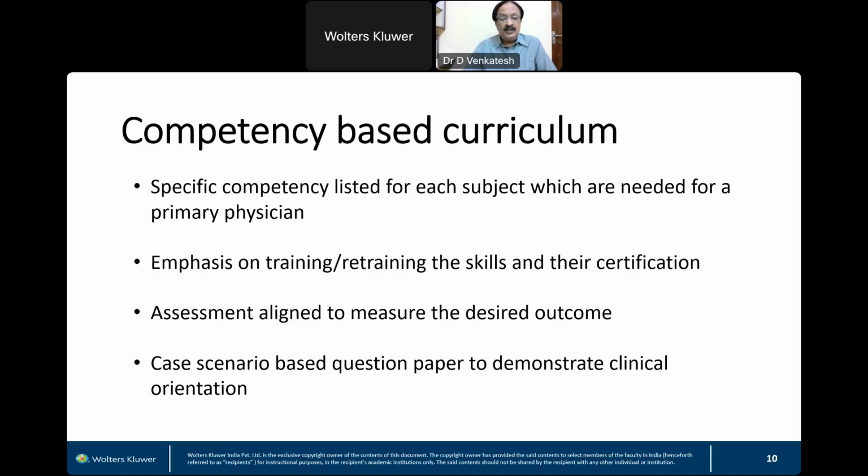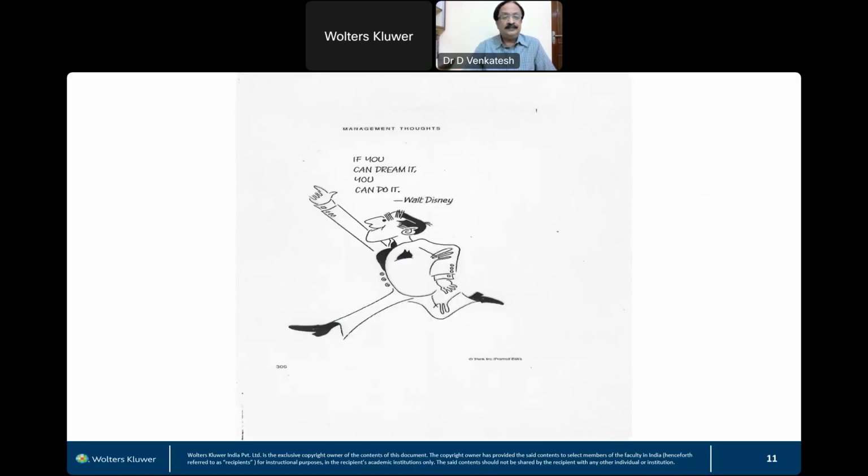So the present day students have an advantage of specific skill sets being listed, and then there is a comprehensive learning rather than a compartmentalized learning, and there is integration both vertical and horizontal, the assessment which aligns with the measure of desired outcome. So this is about the competency based curriculum. It is often said that if you dream big and you start dreaming, you get up from your sleep, you will be able to achieve it.